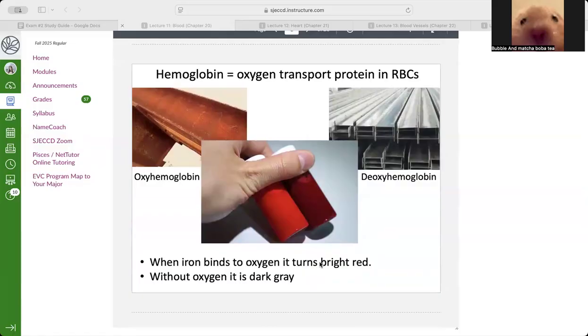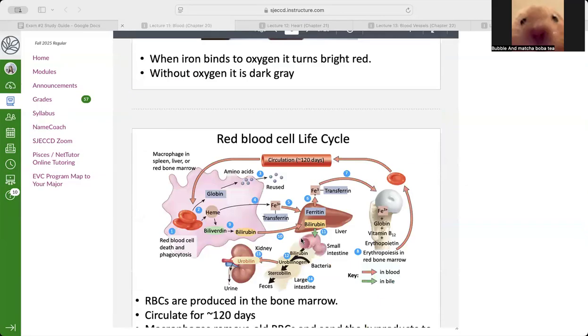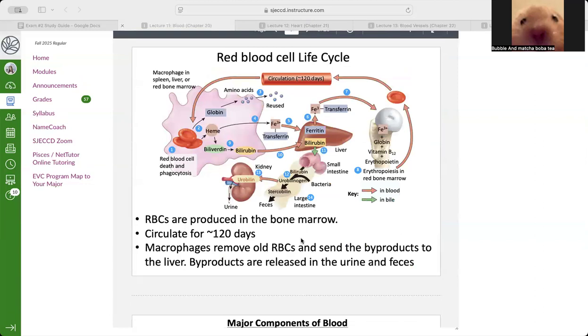Iron binds to oxygen, turns red, and without oxygen is dark gray. Dark gray like this, this is no oxygen. This is oxygen, bright red color. Let's go through the red blood cell cycle. They have a very short lifespan. They only live for 120 days and then they just die. They just disappear. Okay, so let's start with the first step.